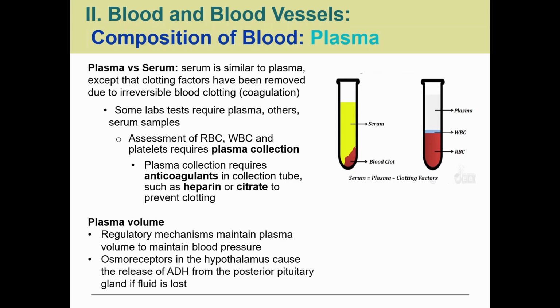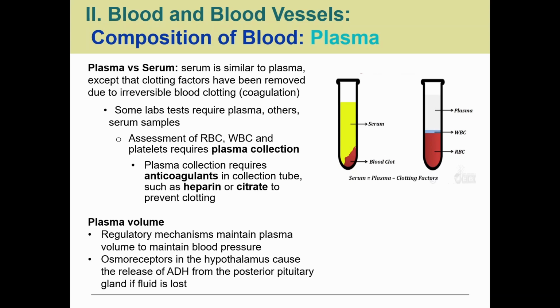So if we're just looking at blood cell count, red blood cells, white blood cells, platelets, we want plasma collection. And so we have to add anticoagulants into the collection tube. So heparin, citrate, things that are going to prevent blood clotting. Because if the blood clots, it's irreversible. We can't do anything with that.